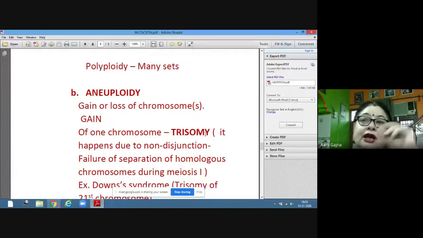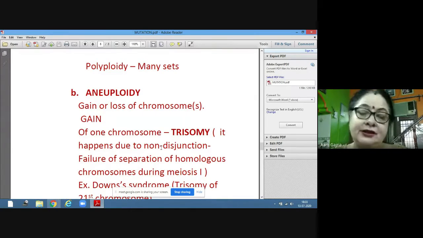Trisomy is what? It becomes 3. Normally the pair is 2, but it becomes 3. And this happens due to non-disjunction. What is non-disjunction? If you remember, in cell division, in the first meiotic division, in anaphase, the homologous chromosomes come and settle themselves on the plate, and they move towards the opposite poles, the homologous chromosomes.